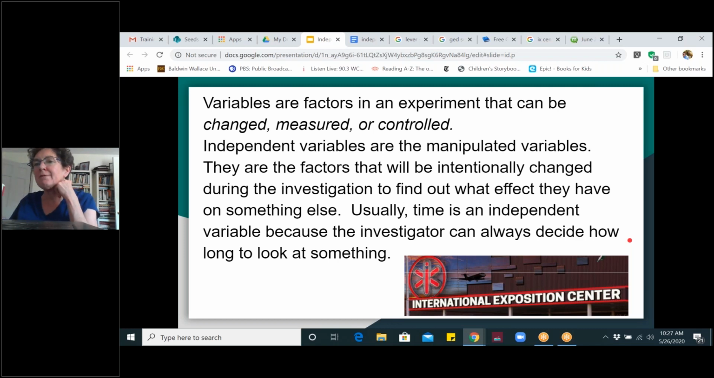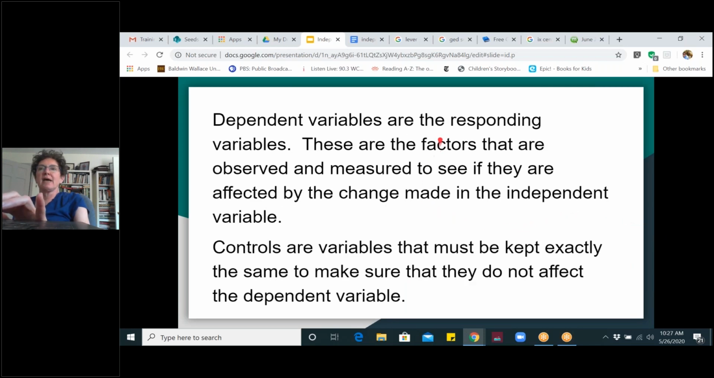Okay. So this says dependent variables are the responding variables. These are the factors that are observed and measured to see if they are affected by the change made in the independent variable. So that's another way of thinking about it. The independent variables are manipulated. The dependent variables then respond to what change you made, what change the experimenter manipulated.